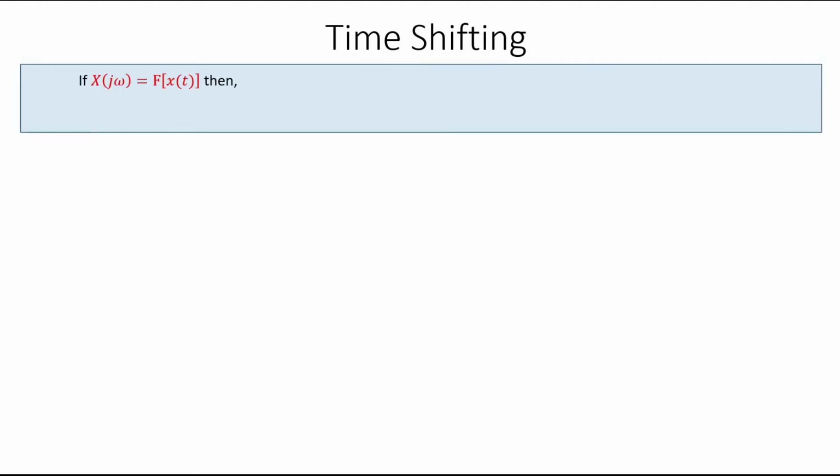Next property is time shifting. Suppose we have the signal x of t, and the Fourier transform of this x of t is x of j omega. Then the Fourier transform of the shifted function, that is x of t minus t0, where we are shifting the signal by t0, a constant, is e raised to minus j omega t0 into x of j omega. We have the Fourier transform of x of t as x of j omega, then the Fourier transform of the shifted function will be equal to e raised to minus j omega t0 into the Fourier transform of that function.